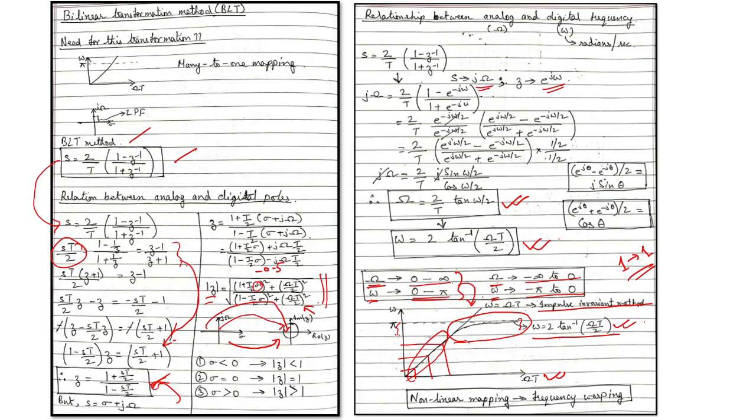So, the higher frequencies are very closely mapped in the digital domain. This non-linear mapping is regarded as the frequency warping. So, this equation is related to the frequency warping.